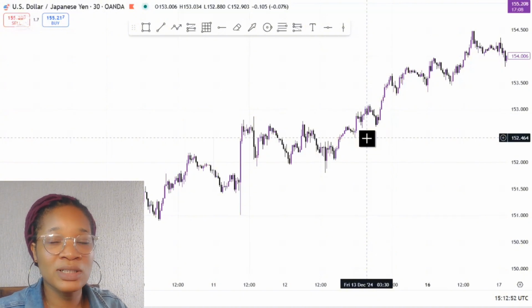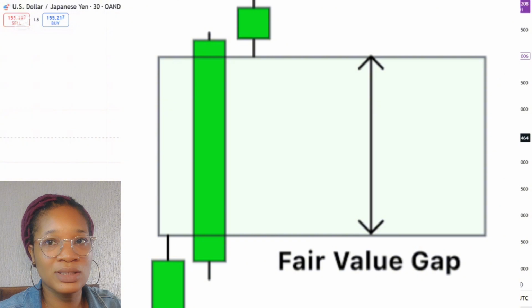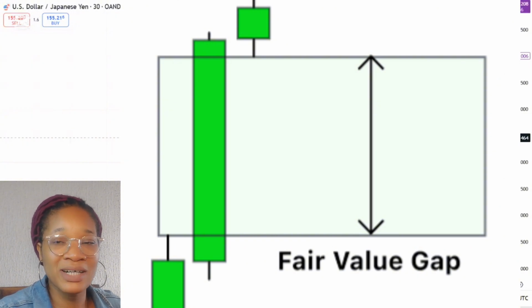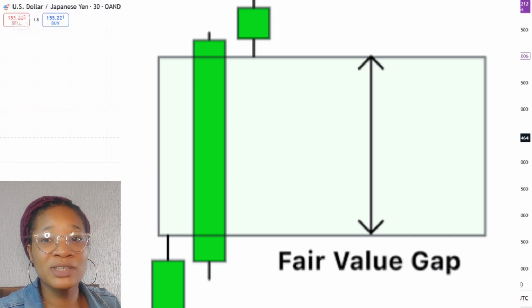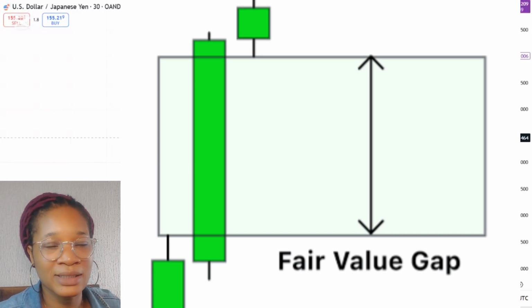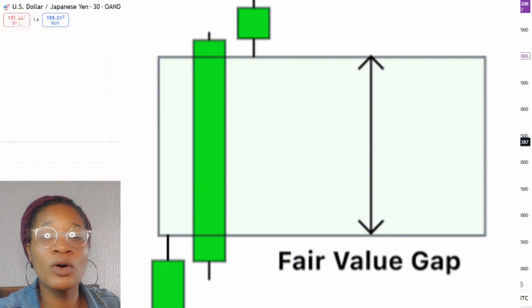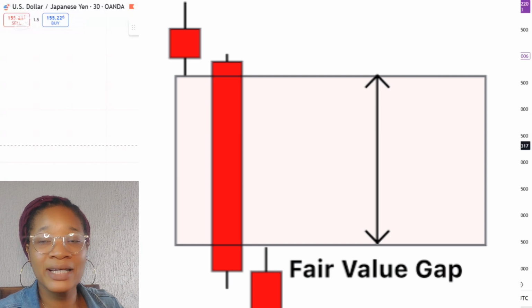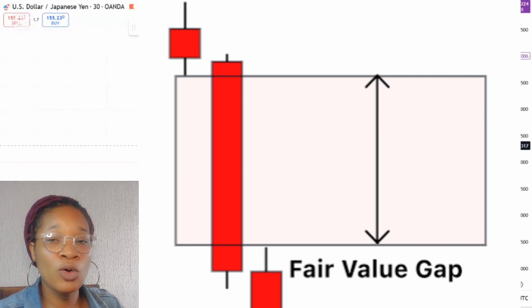So in that candlestick, I want to find out where the gap is between the first candlestick and the last candlestick. If it is an uptrend, I'm looking for the space between the high of the first candle and the low of the third candle. That's exactly what I want to be looking for in an uptrend. And in a bearish move, I'm looking for a three candle formation, and I'm looking out for the space between the low of the first candle and the high of the last candle.